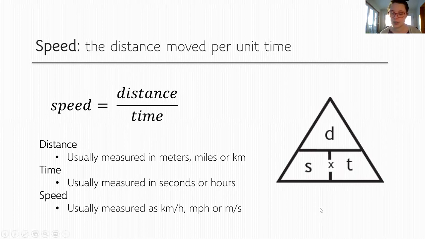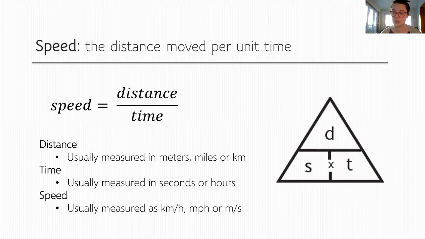Now, you used the triangle before. So if I want to find speed, I cover speed up and I get distance divided by time. If I want to know the time it takes to get somewhere at a given speed, I would cover time up, and time is found by taking distance and dividing by speed. And if I want to know how far I've traveled, I'd cover the D up, and it's speed times time.